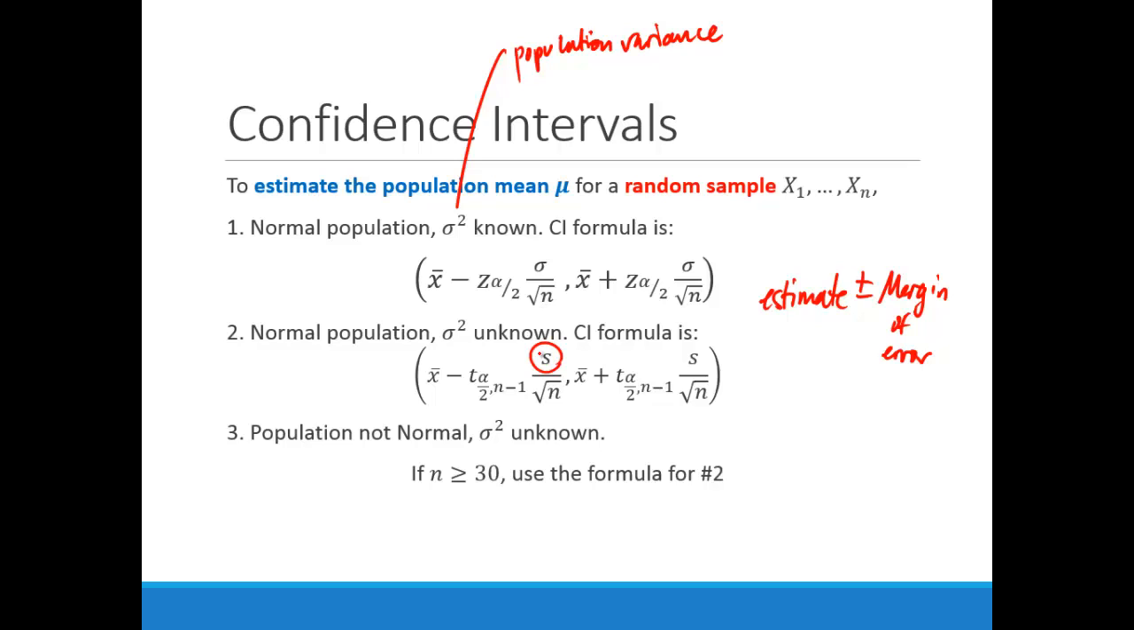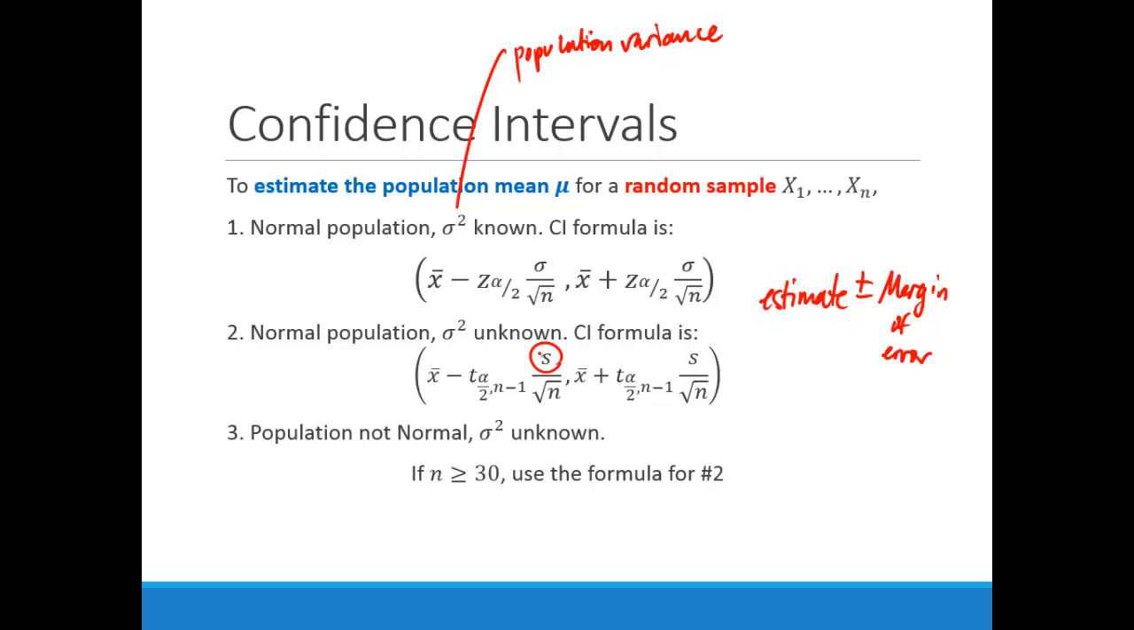That changes our formula slightly in that we go from a normal distribution to a t distribution. We looked at the t distribution, very similar to the normal distribution, but not exactly the same, and it depends on the degrees of freedom. So the t distribution depends on your sample size.